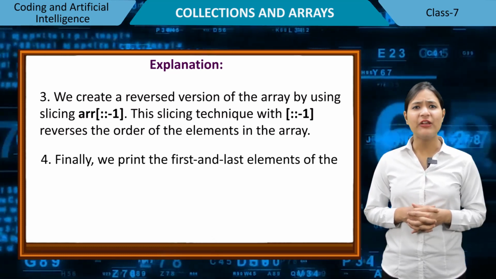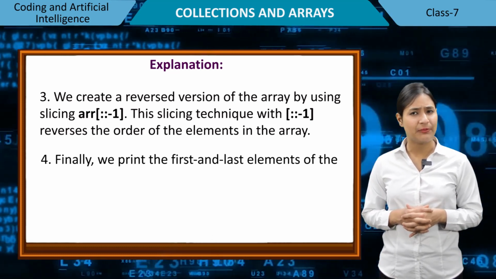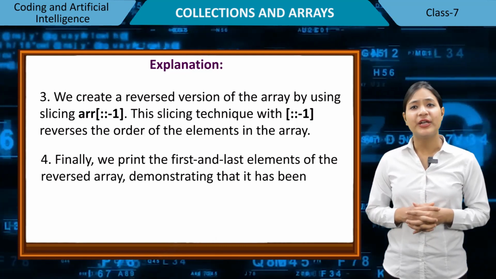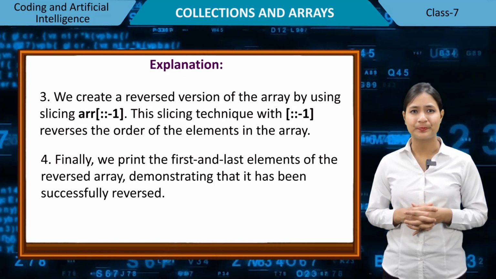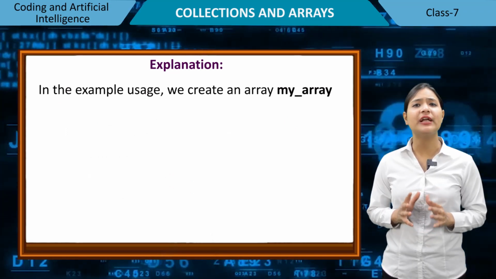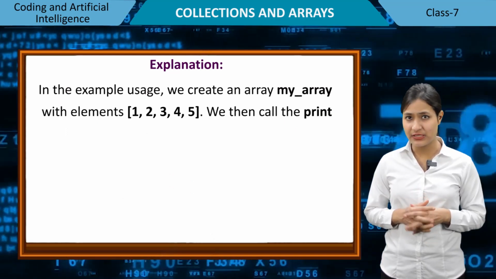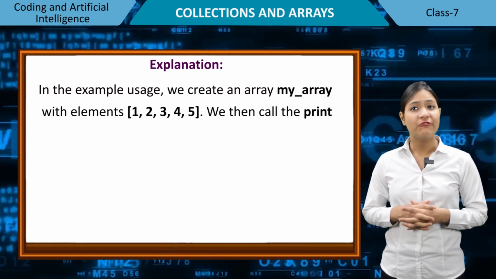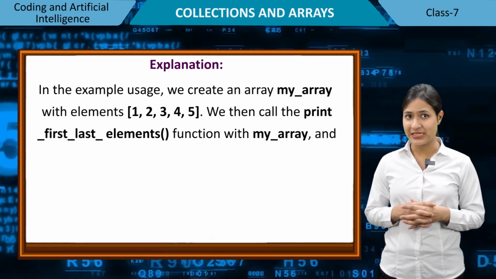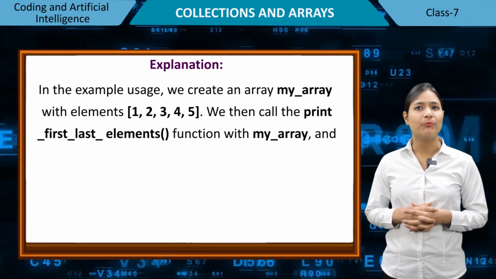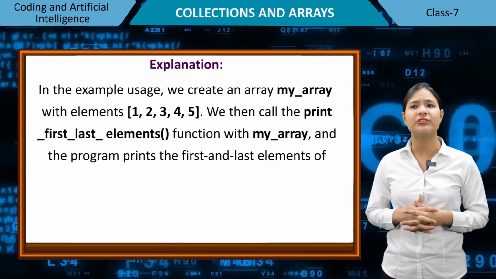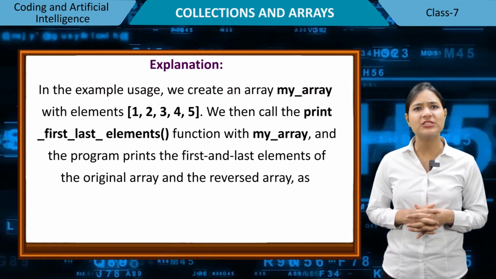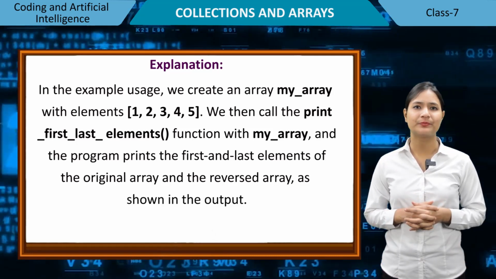Fourth, finally we print the first and last elements of the reversed array, demonstrating that it has been successfully reversed. In the example usage, we create an array myArray with elements 1, 2, 3, 4, 5. We then call the print_first_last_elements function with myArray, and the program prints the first and last elements of the original array and the reversed array as shown in the output.